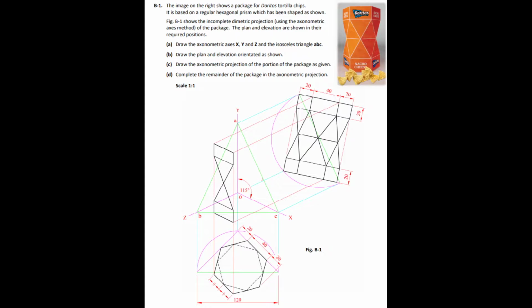So as it says in the second paragraph, it's diametric projection, and it also says isosceles triangle. Two of our angles are going to be the same. Our y-axis is vertical, and that stays vertical in all of these questions that we do. So we're going to have an angle of 115 degrees between the x-axis and the y-axis, and also 115 between the z and the y-axis.